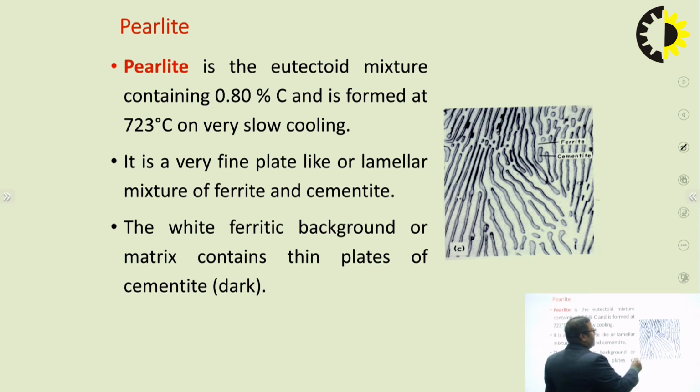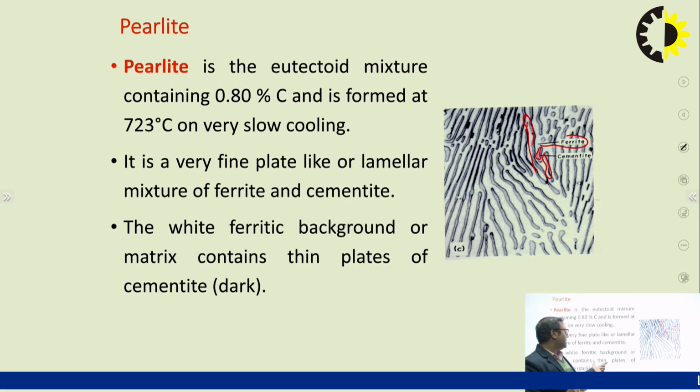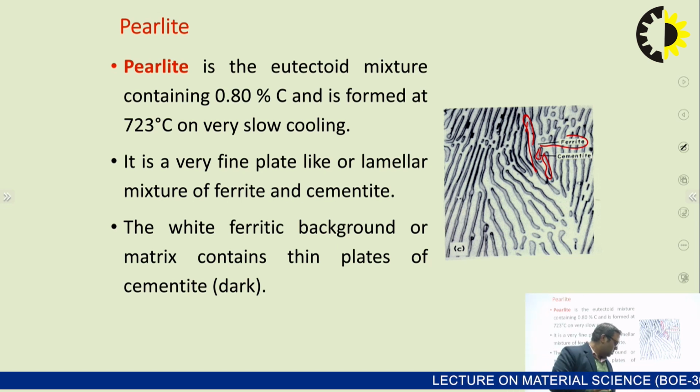You can see that this is ferrite and this is the cementite. These sticks you are seeing. So there are alternate layers of ferrite and cementite which actually constitute the perlite, and this perlite is a little silver shiny in color, and this white ferritic background or matrix contains thin plates of the cementite. This cementite is in dark color and the light color shows the ferritic part.